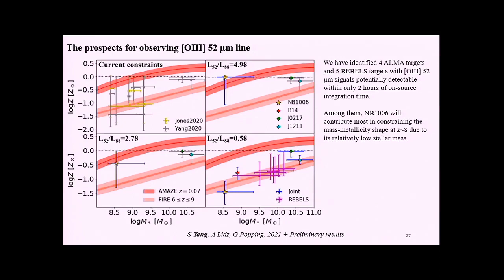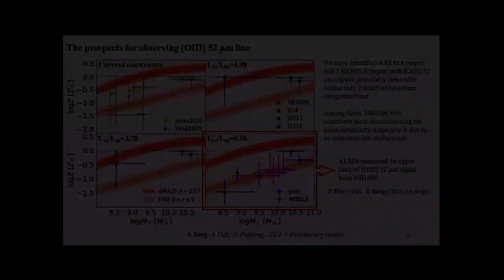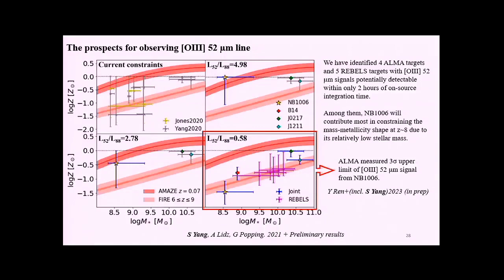So motivated by this, we collaborated with Ren and Inoue at Waseda University and proposed an O III 52 micron signal follow-up measurement for NB1006, and the measurement was completed last year. Ren finds that ALMA only measured a 3 sigma upper limit for the 52 micron line signal after 12 hours of on-source integration time. So this result shows that the 52 micron line luminosity is pretty low.